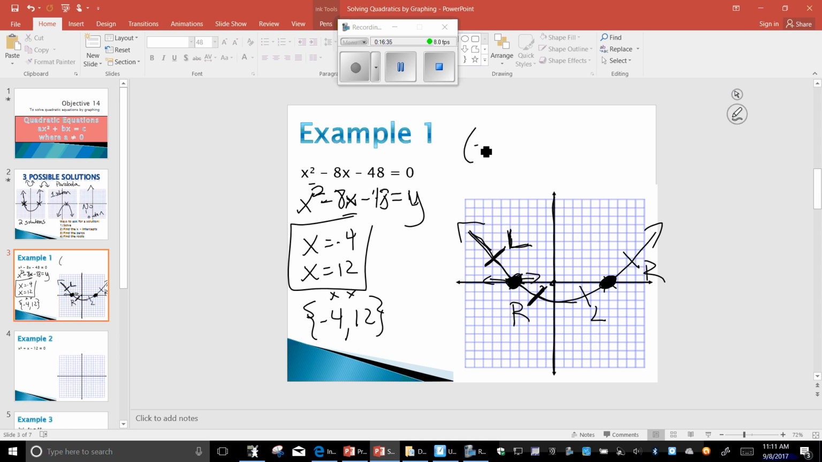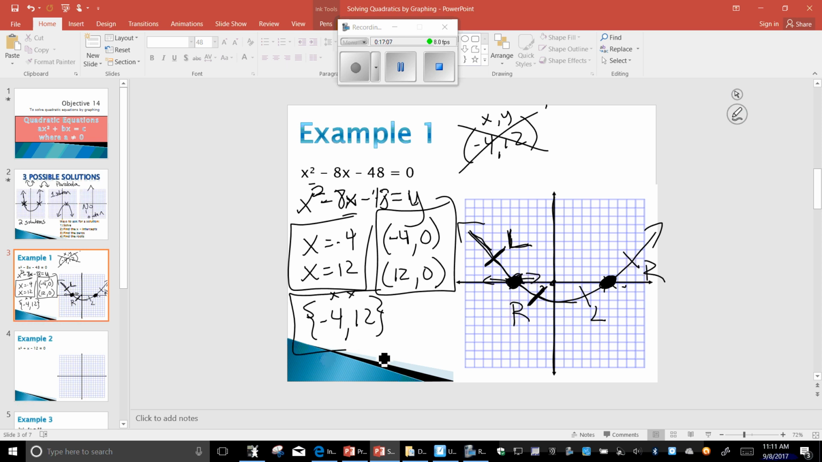Could you write it as a point? Could you say -4, 12? And that is a big, fat no, because that would imply one's x and one's y. And that's not true. They're both x's. So if you're going to write it as a point, you'd have to say the x is -4, 0. That means you go left 4 and up or down 0 and hit a point. And then you'd have to say 12, 0. So that you go to the right 12 and up or down 0 and put a point. So those are your options.